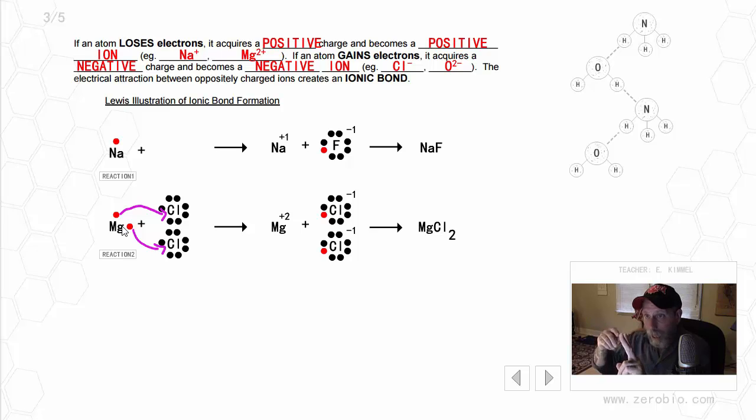I mean, it might be that magnesium loses 1 and chlorine comes along and then quickly another one comes in, but the end result is MgCl2. These are compounds that have ionic bonds in them. And this is important for grade 12 biology, ionic bonds. All right? Okay, so hopefully you got all that. I'm going to move on to the next part.